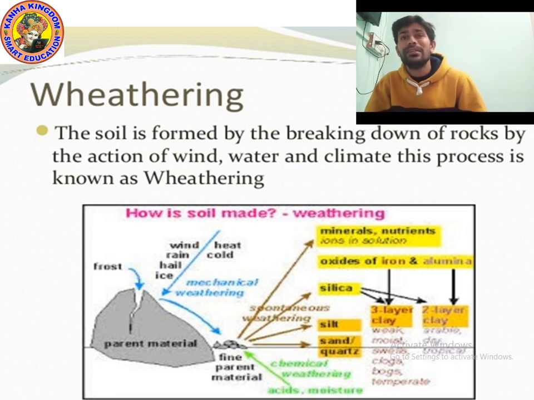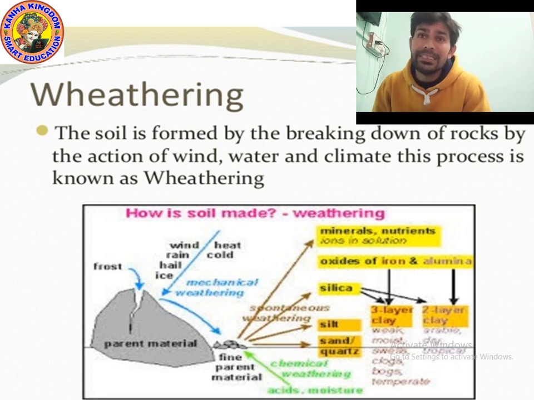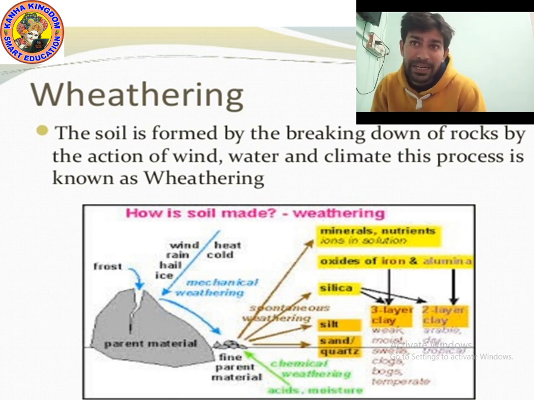These small particles contain many things. In these small particles, minerals are present, nutrients are present, like iron is present, and other things like silica is present. Yes, and many more things are present.